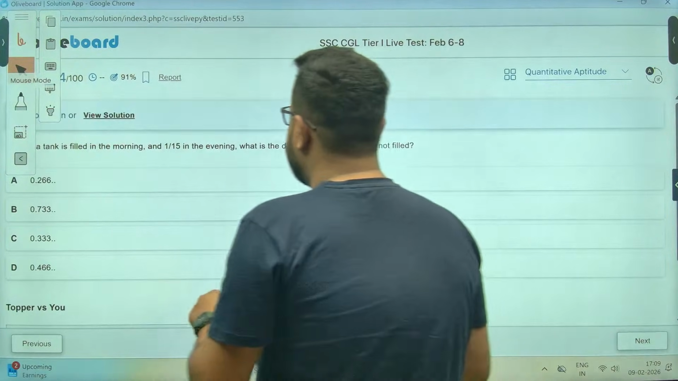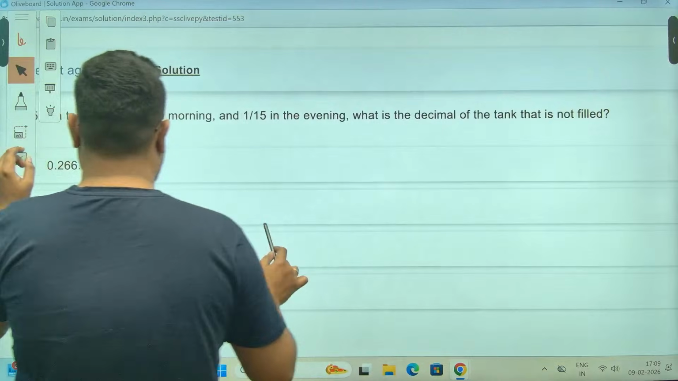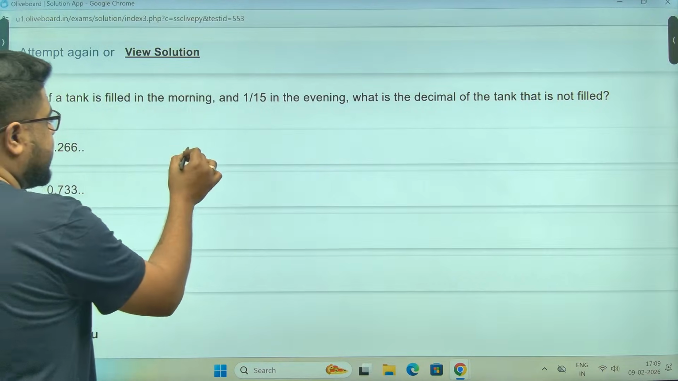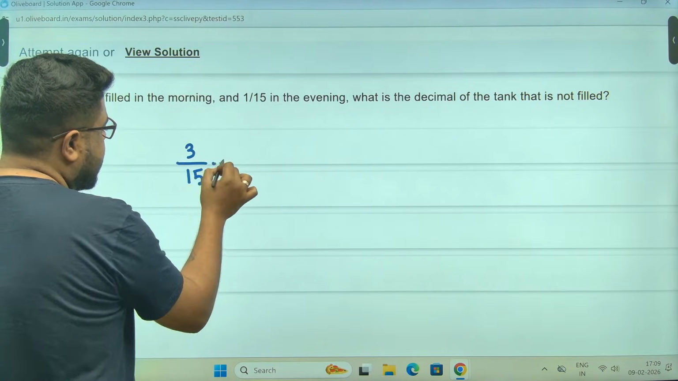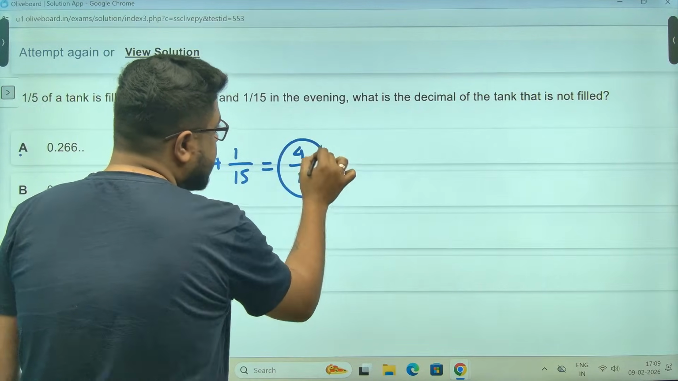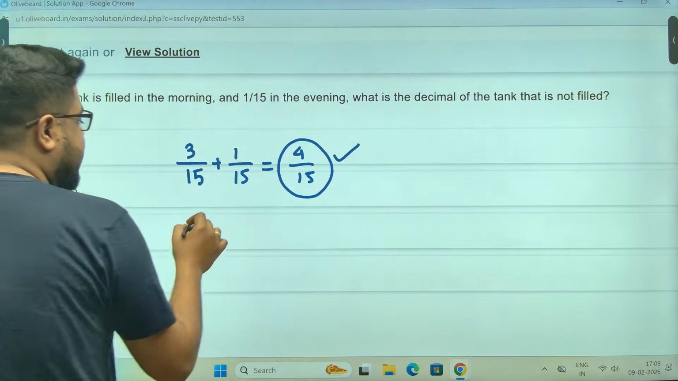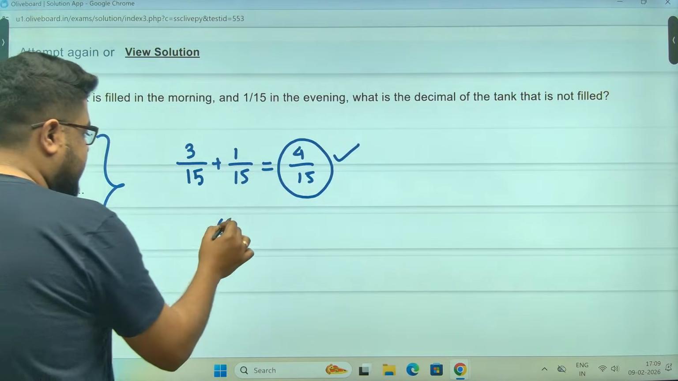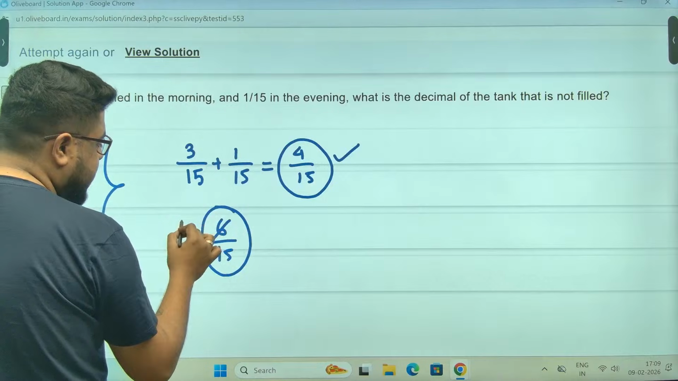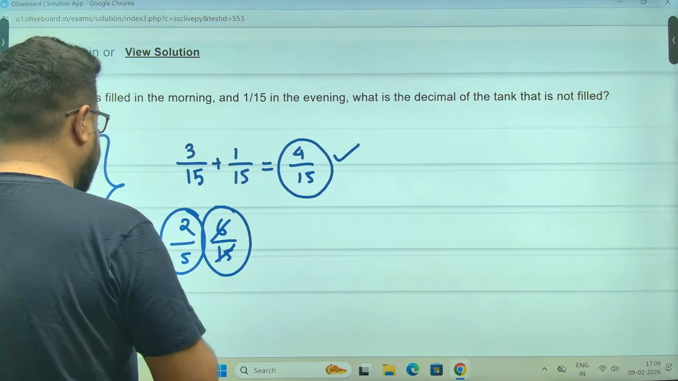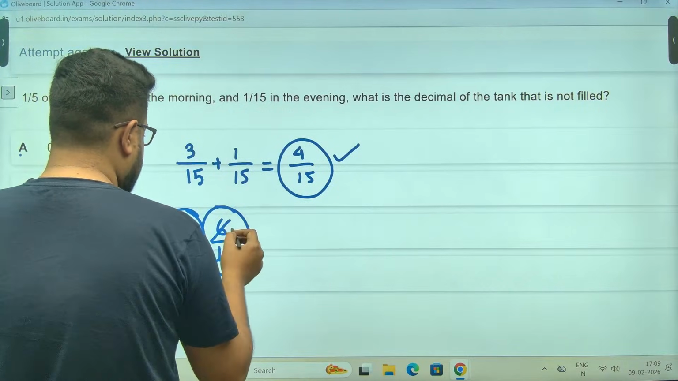Very simple. Next one. 1/5 of the tank is filled in the morning, 1/15 in the evening. Sir, 1/5 meaning 3/15 in the morning, and 1/15 in the evening. So 4/15 is filled. What is not filled? 6/15 is not filled. Now they want us to convert.